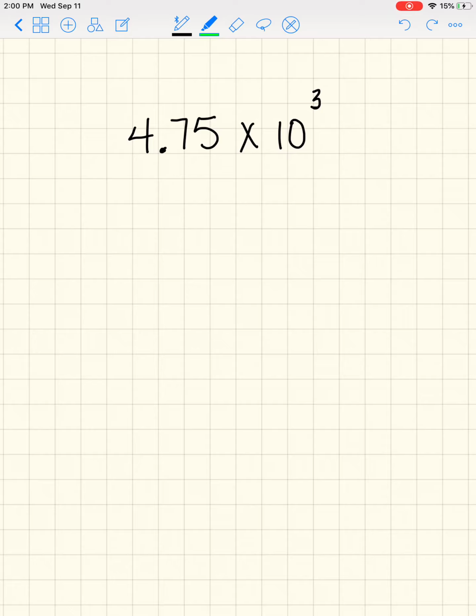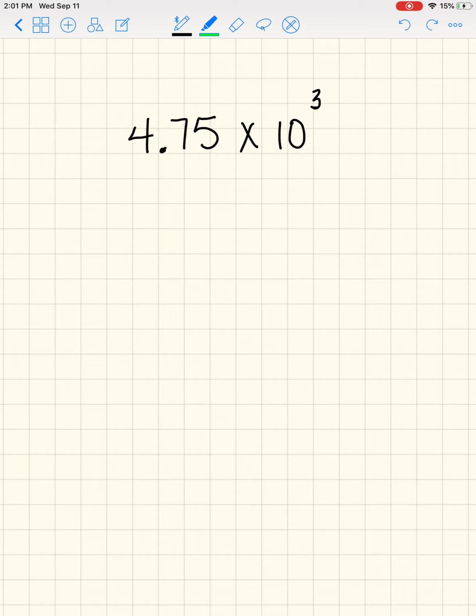That means if we're looking at a number in the place value chart, they're going to be moving to the left, getting bigger, growing in value. Our exponent, the 3, just tells us how many place values to the left we're going. So let's go ahead and start.